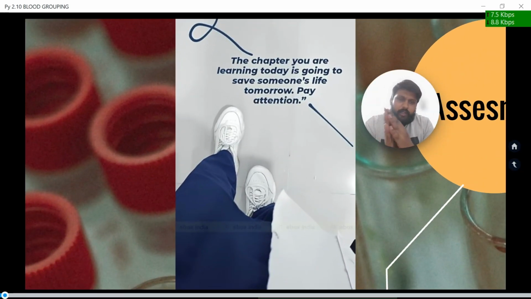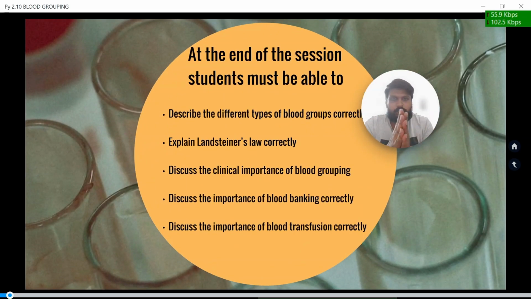Anything in your medical field, anything you are going to learn, is not just going to be a chapter. It's going to be a part which you are going to play in someone's life. The chapter we are going to learn may save someone's life tomorrow or today or in the near future. Life is very precious, and as a doctor, as a medical student, you have a great potential of saving someone's life, which is priceless. Without wasting much delay, we'll dive deep into it.